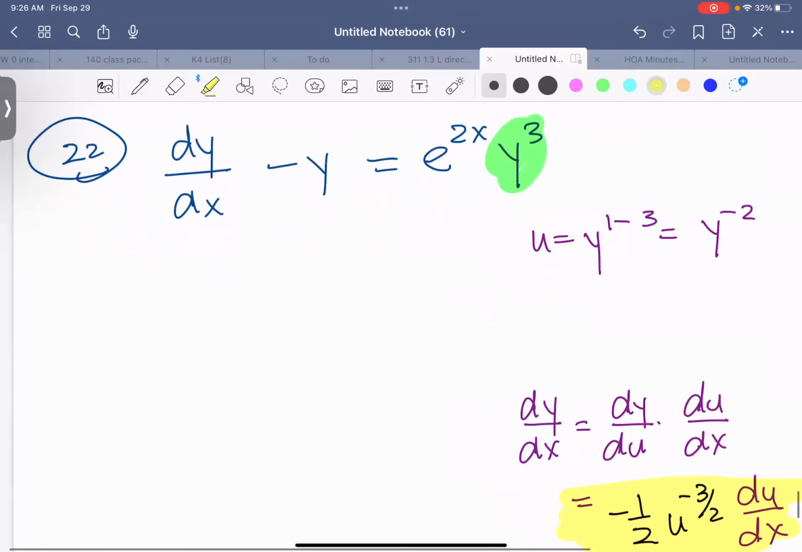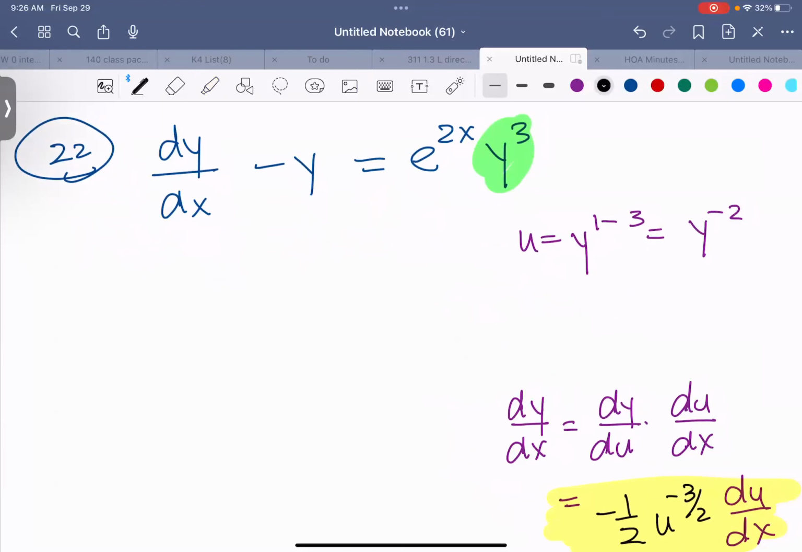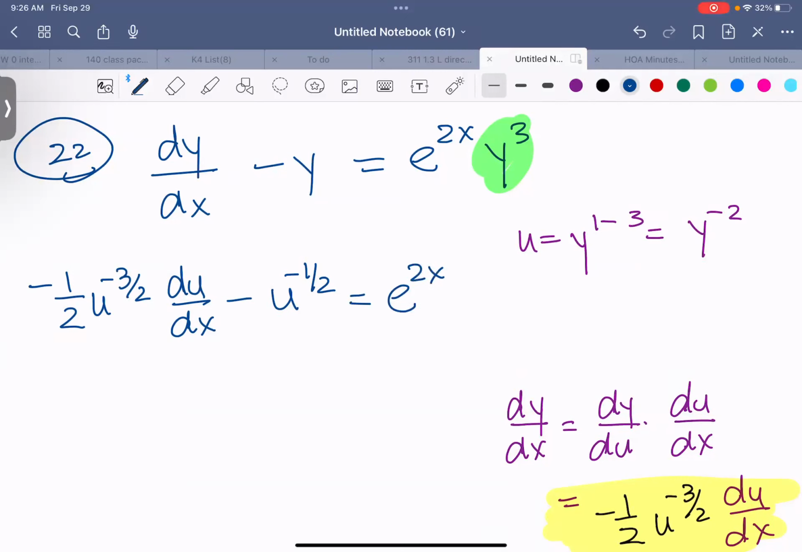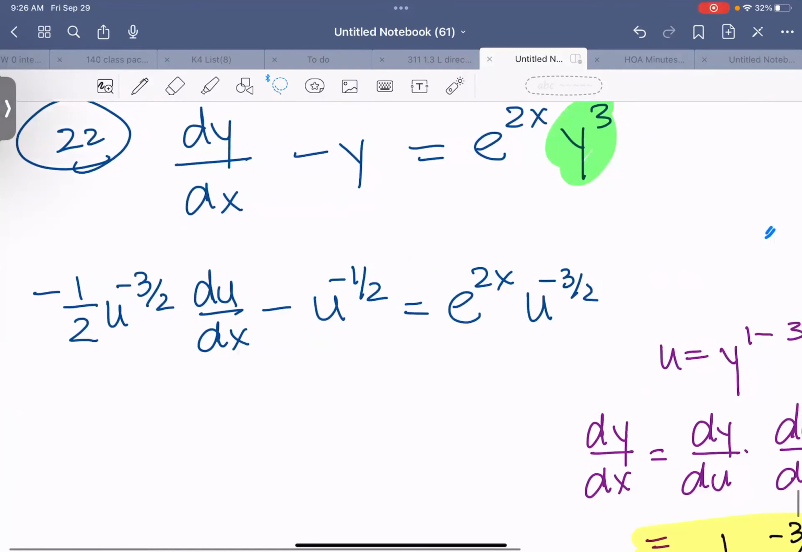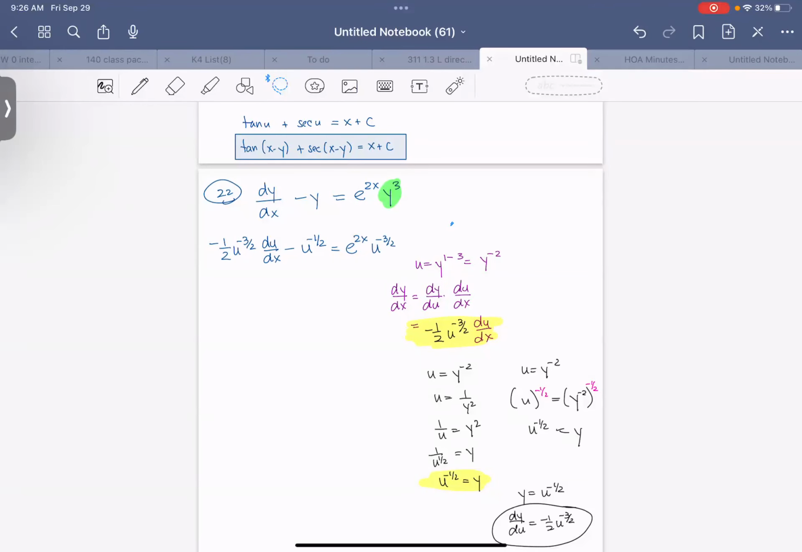Okay. All right. So I'm going to plug that back in here. So that means that my dy dx is now negative 1/2 u to the negative 3/2 du dx, minus y, which is u to the negative 1/2. Over here, we have e to the 2x. If y is u to the negative 1/2 and we cube it, that will become u to the negative 3/2. Hold on. This is all a little congested. Let me move it out of the way. There we go.